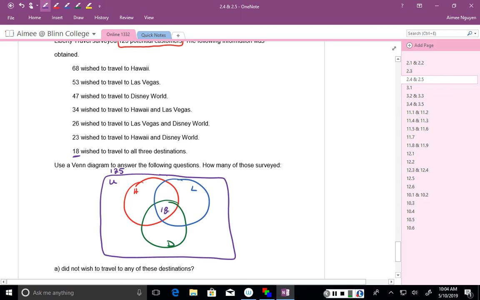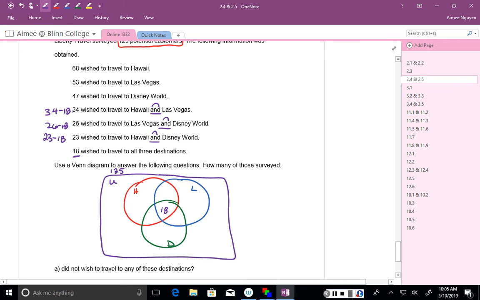If I'm going to start in the middle, now I want to look for all my ands, right? So all my intersections. And those are those three. They don't say only, they don't say but not, there's no limiting word, and so I'm going to have to subtract those 18, right? So this will be 23 minus 18, 26 minus 18, and 34 minus 18.